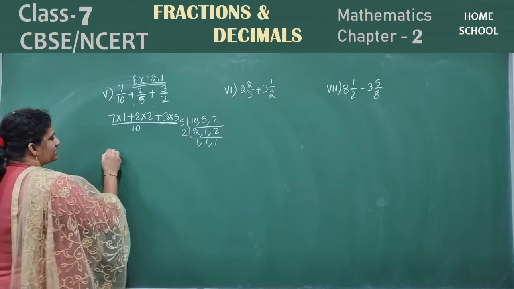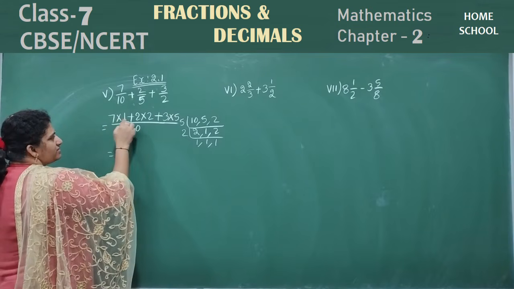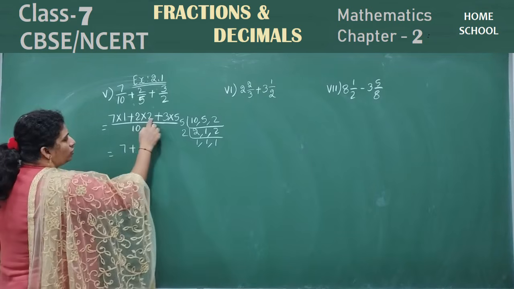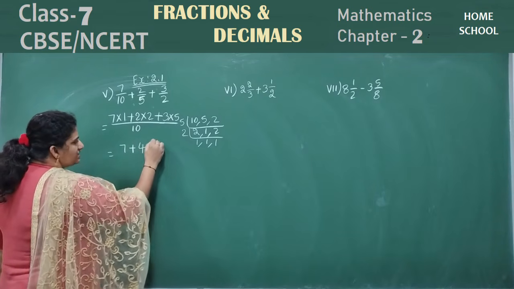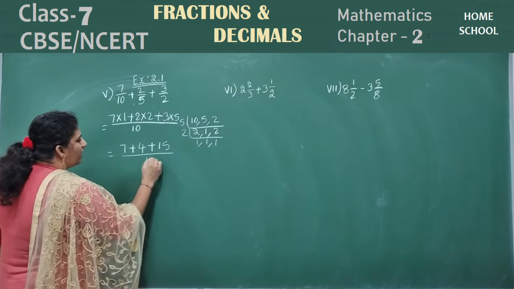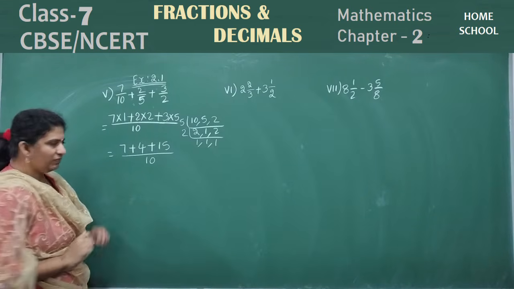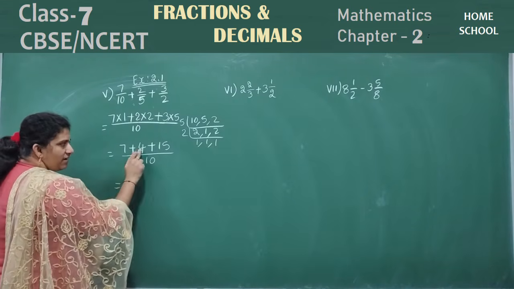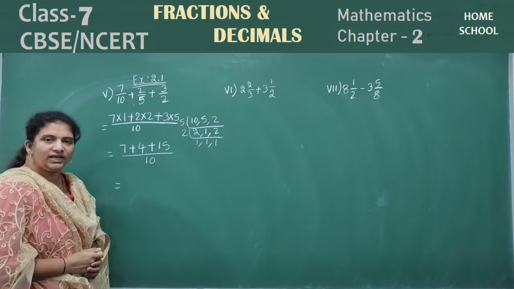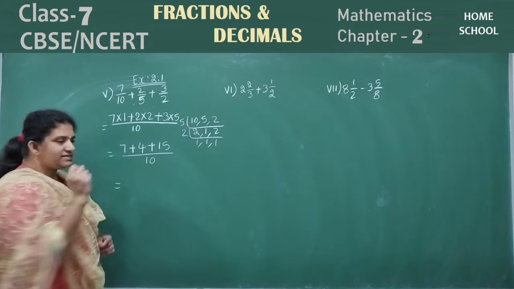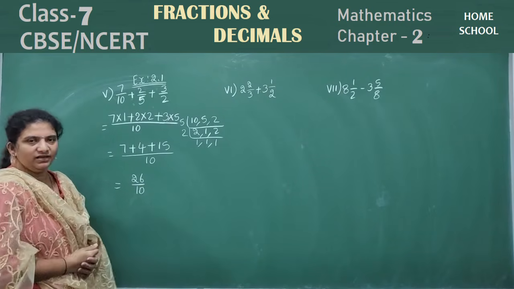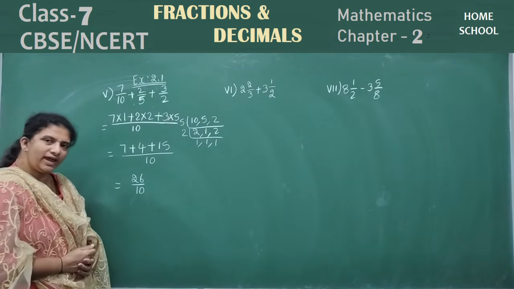So now next step, look here. 7 1s are 7. What the sign you have? Plus 2 2s are 4 plus 3 5s are 15, whole divided by 10. Yes or no? Next step. 7 plus 4 it will be 11. 11 plus 15 it will be 26. 26 by 10. See here children, if it cancels, you can cancel.